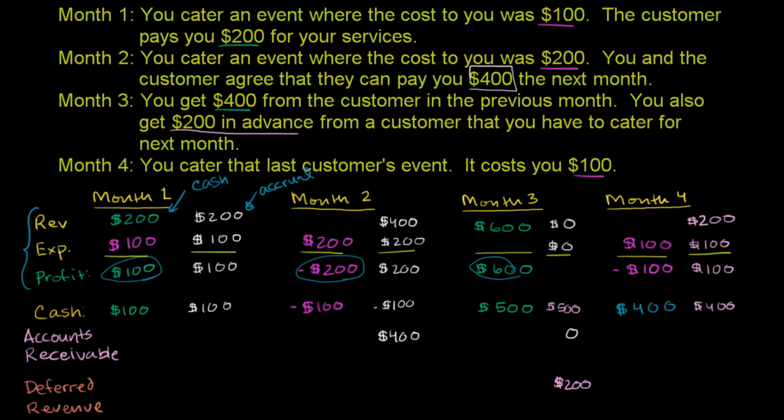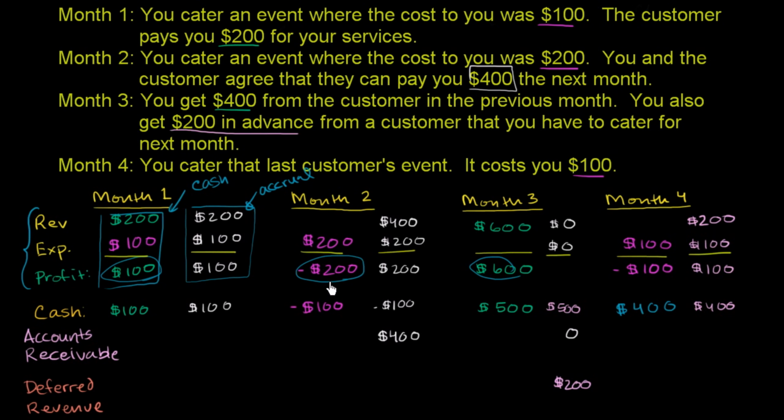So this right here, you could view as our income statement. This is our income statement for month one on a cash basis. This is our income statement for month one on an accrual basis. Now, when you look at the cash basis in month one and when you look at either basis in month one, it gives you the same thing. So that's not so interesting. But let's go to month two.